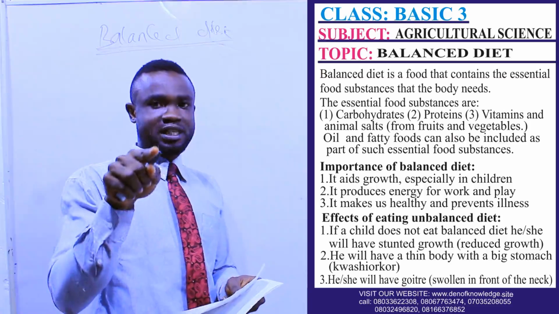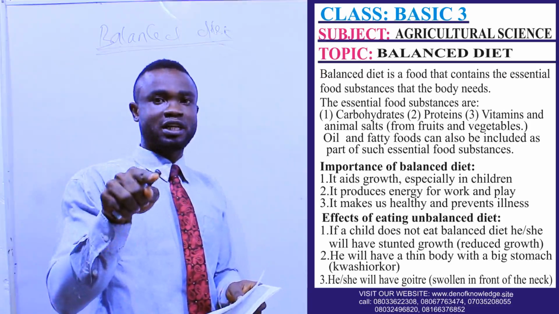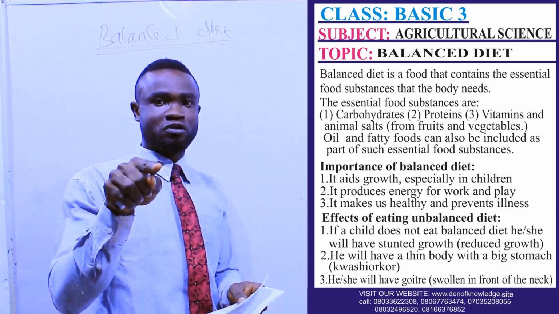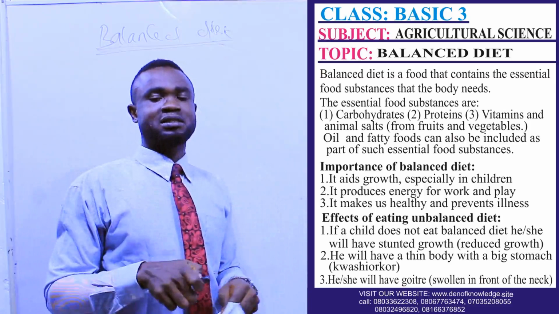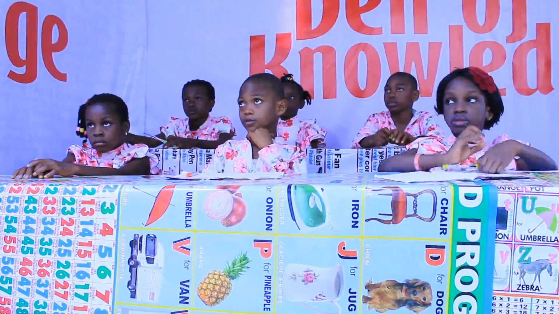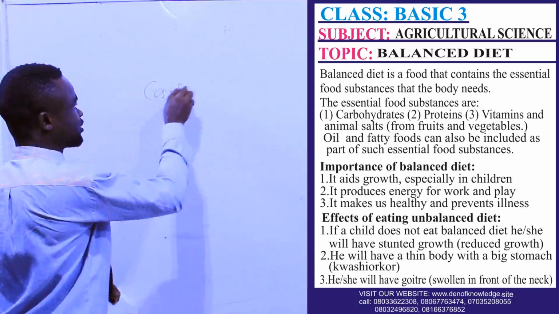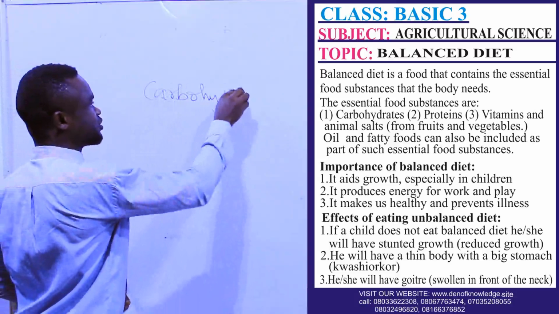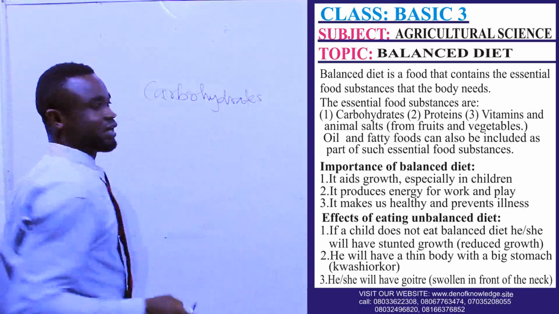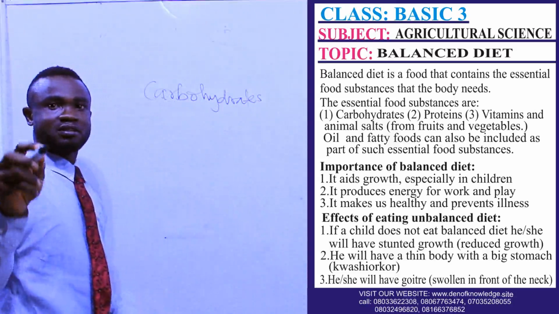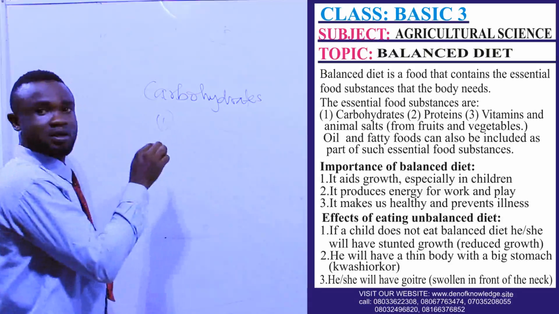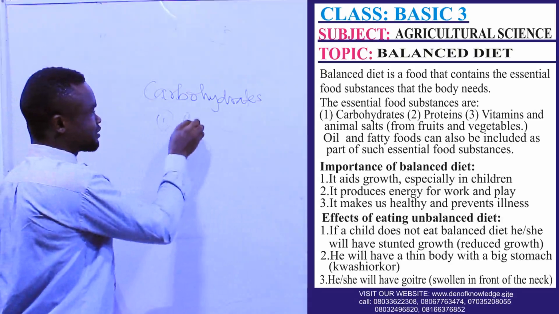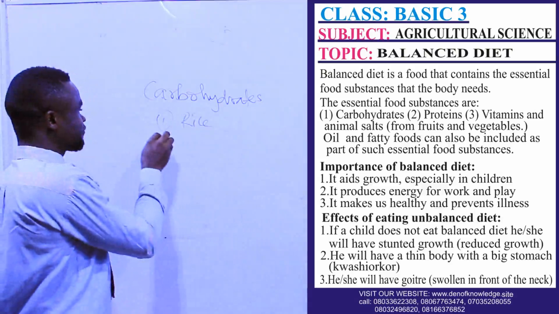Let's see examples of those essential food substances in balanced diet. Carbohydrate. And the foods that give carbohydrate are: one, we have rice, we have yam.